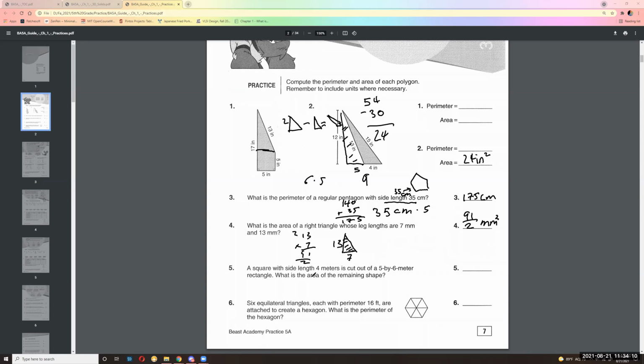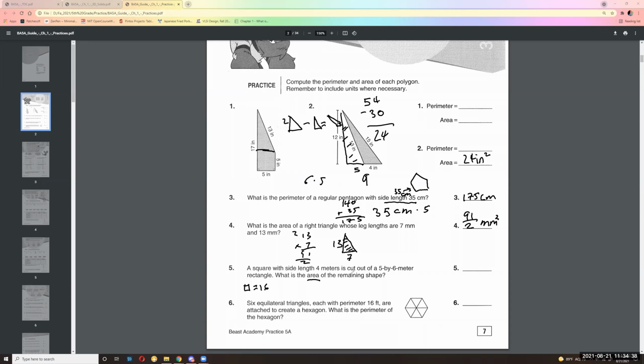A square with side length 4 meters is cut out by a 5 by 6 rectangle. What is the area of the remaining shape? A square's sides are equal. Yep, that's good to note. So with this square with side length 4, what's the area of the square? 16. So I guess note we're solving for area. Yeah, so the square equals 16.